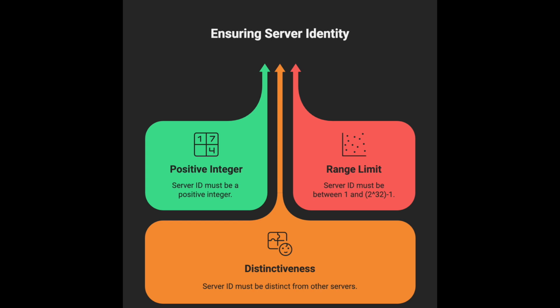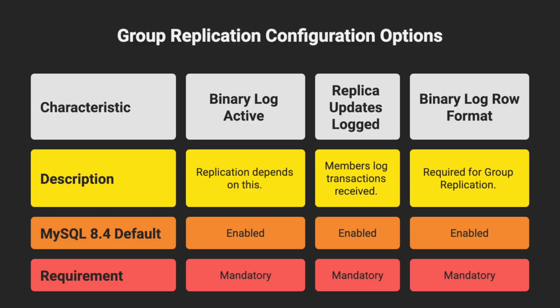Every server in the group needs a unique positive integer ID. Simple, but essential. Can't have duplicates. Got it. Unique ID. What's next? Then the binary log, bin log, must be enabled. Good news is it's on by default in MySQL 8.4 now. Group replication relies on the binary log to, well, replicate the data changes.